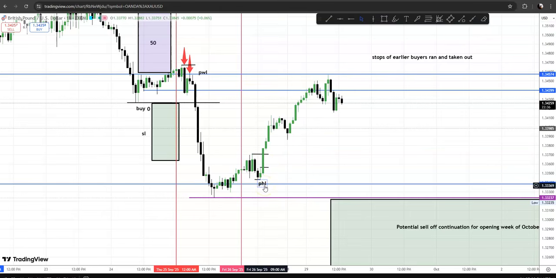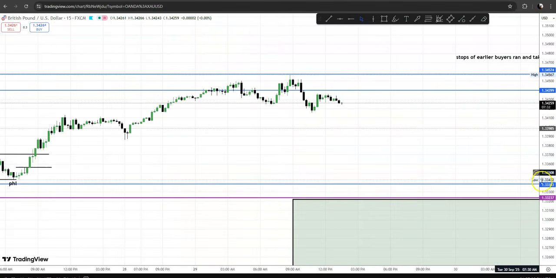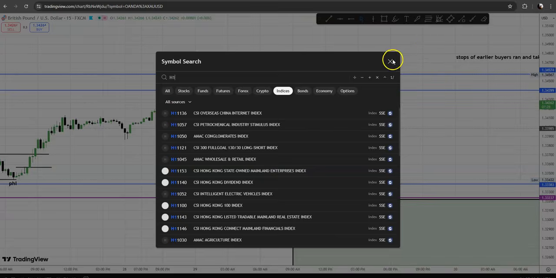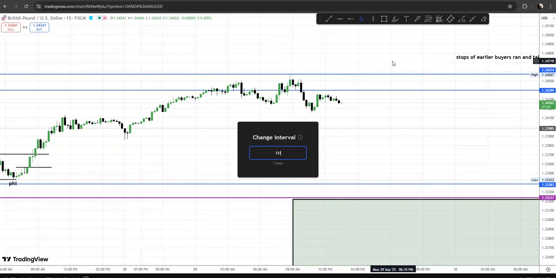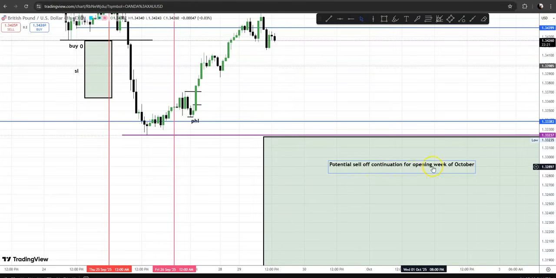I think it's time I go on the 15-minute chart. No, I think it's time for that. No. Oh, oops. Back to the H1. There's something I missed. My apologies. Potential sell-off continuation for opening week of October.